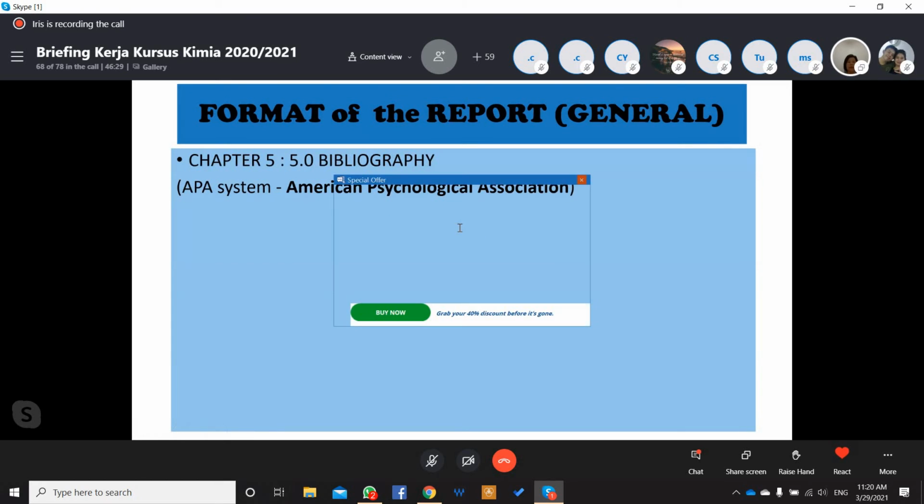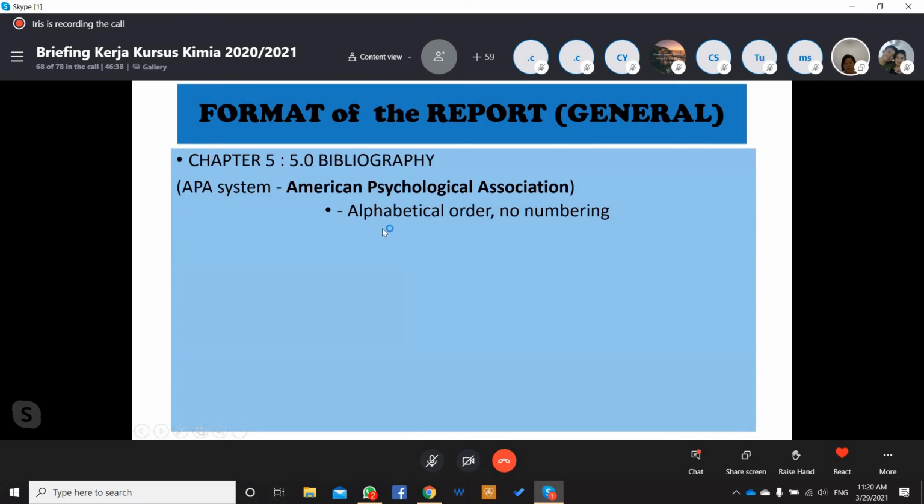Everyone learn on your own, ya. Because most universities, I think local universities, are also using the APA system. So once you know it now, it will be easier for you next time. Alphabetical order and no numbering. At least for me, you must have at least 5 books.